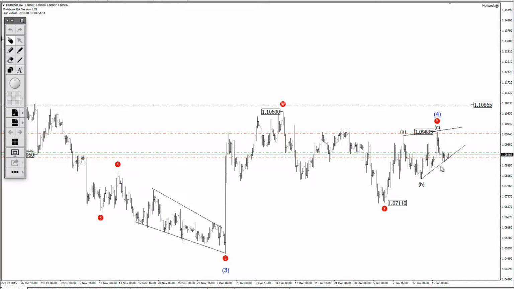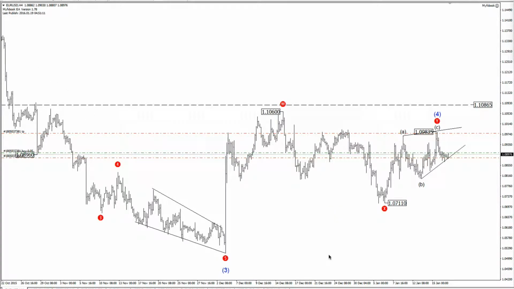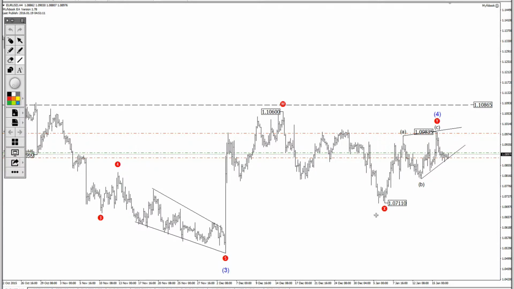I have a new idea about a triangle on wave Y position, which would make this correction even more complex than it already is. So in this 4-hour chart, you can see the low of the X wave, 107.11, that we labeled yesterday down here. And from that low, we have now 3 waves up to the A wave peak, and then a 3-wave decline, then 3 waves up.